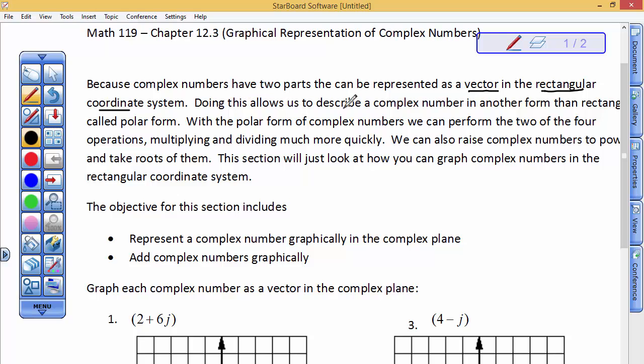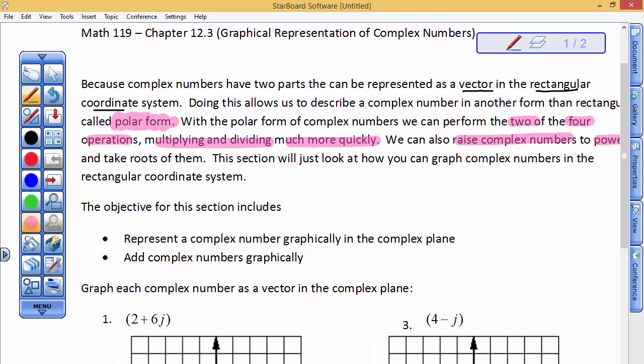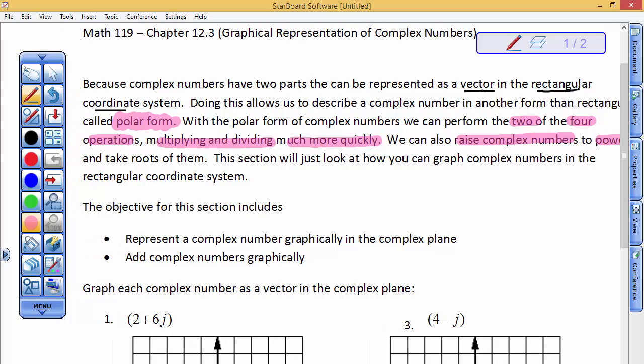Doing this allows us to describe a complex number in another form, called polar form. So this is where we're headed now. We're leaving rectangular form and going to what's called polar form. The polar form of a complex number can perform 2 of the 4 operations, multiplying and dividing, much more quickly. We can also raise complex numbers to a power, way easier, and take square roots and cube roots of them, etc.